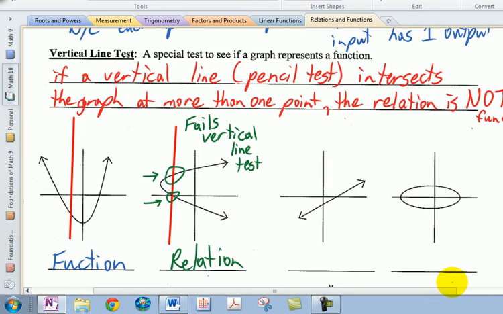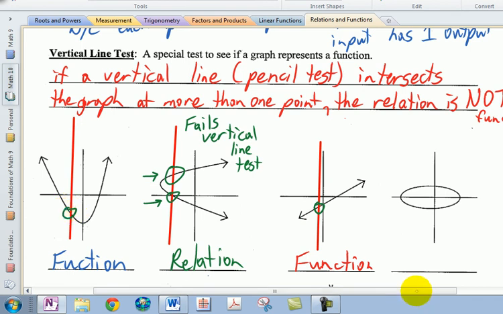Look at the next example. Does it pass or fail the vertical line test? Well, if we make our vertical line, you can see when you move it along the graph that anytime as we move it, it only touches it once. So this one passes the vertical line test. It does not fail it. And so we can say that it is a function. It only touches it once, right there. Okay. Here it only touches it once.